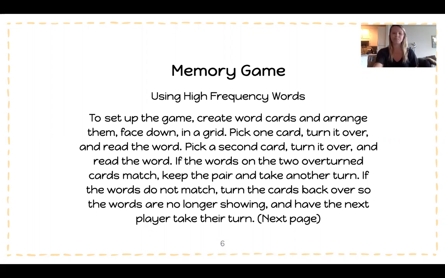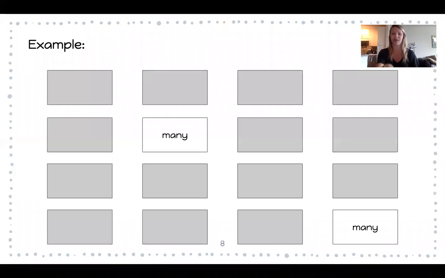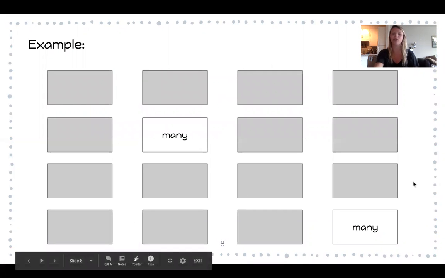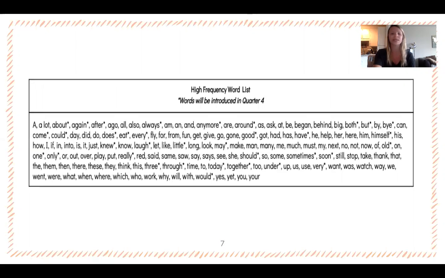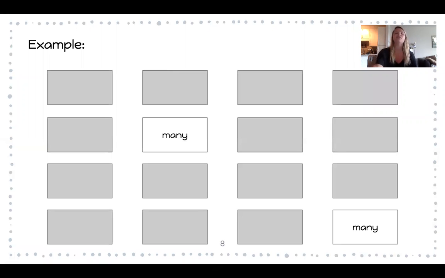So it'll look like this on my screen. You'll have all of your high frequency words. You don't have to choose all of them from this list. Just choose, let's say, about 8 to 10 of them. Then you make sure you have 2 of each card and you'll flip them over and move them around and put them in a grid pattern like a memory game.